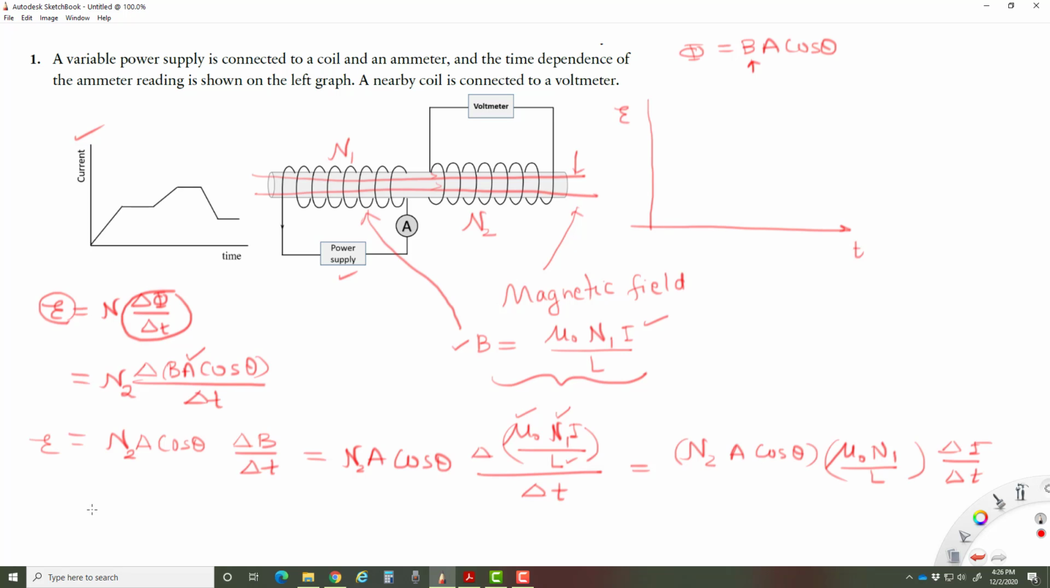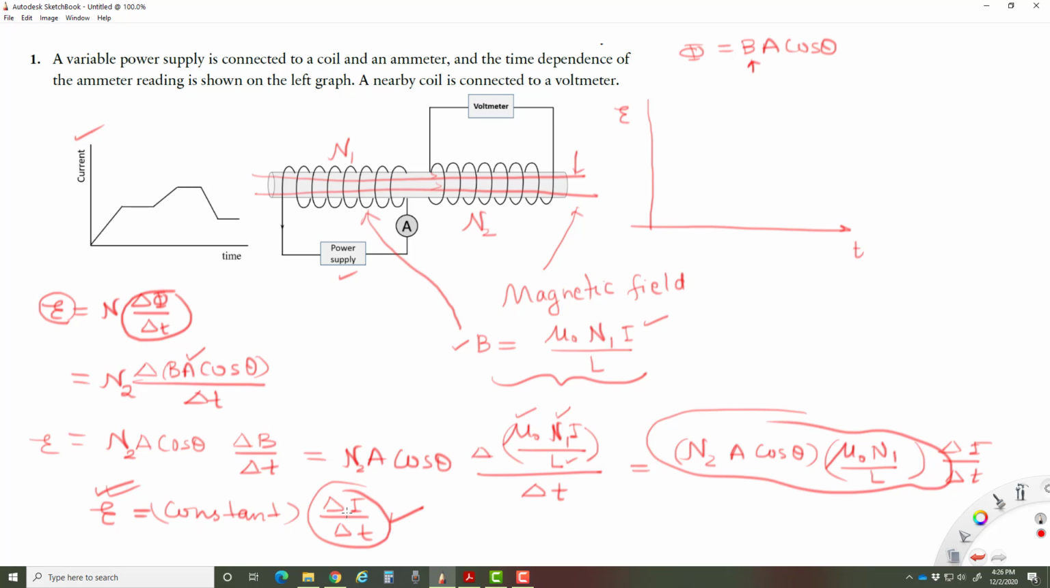So that means this EMF produced in this coil is equal to some constant, all these things are constant, times delta I over delta T. So that means this EMF depends on how the current is changing, or the slope of the I-T graph. This is I, this is T. So the slope of this curve gives us the EMF. So that means we need to find the slope of each of the parts here.